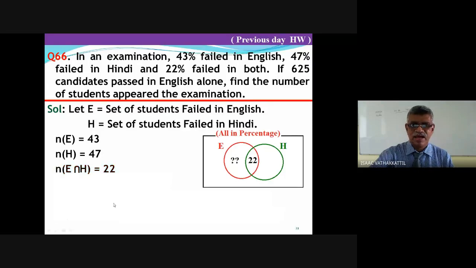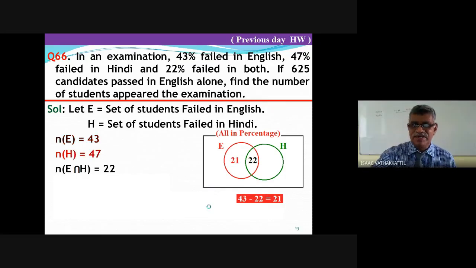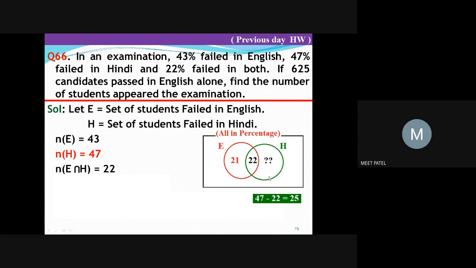Further, what will be the portion I put the question mark on, in the red circle? 43 minus 22, that is 21. Absolutely right. Further, in the portion of H alone, 47 minus 22, that is 25.